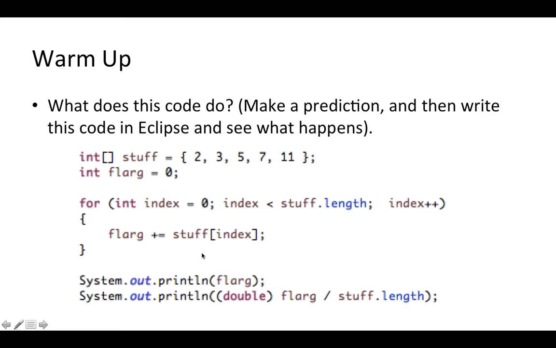We come down here. We see now we're looking for stuff of 1. What is the element in the array stuff at index 1? And that is this 3. So we add 3 to flarg. Flarg's previous value was 2. We add 3 to it. Now we have flarg has a value of 5. Update our index. Index is now 2. 2 is less than 5. What is the element at index 2? It's 5.